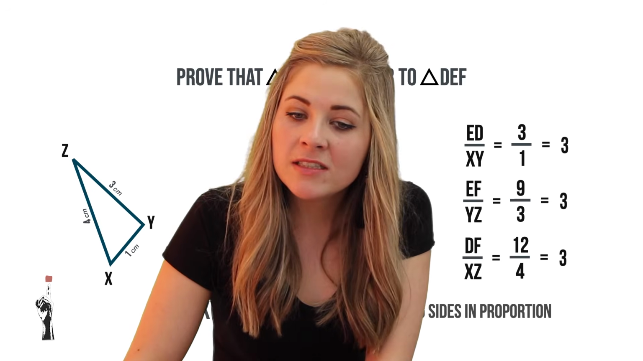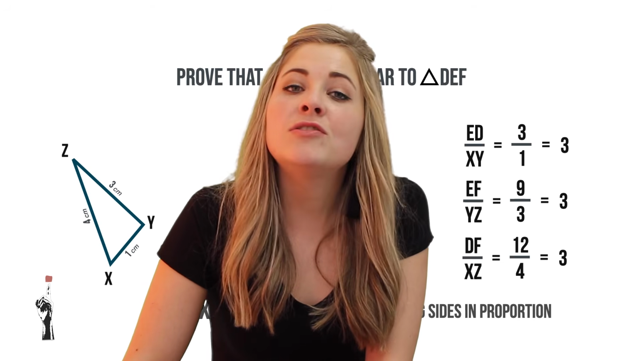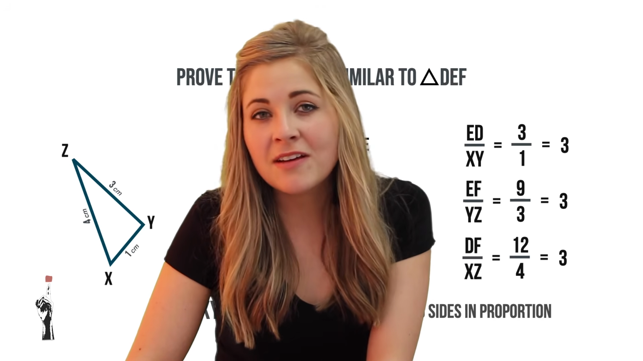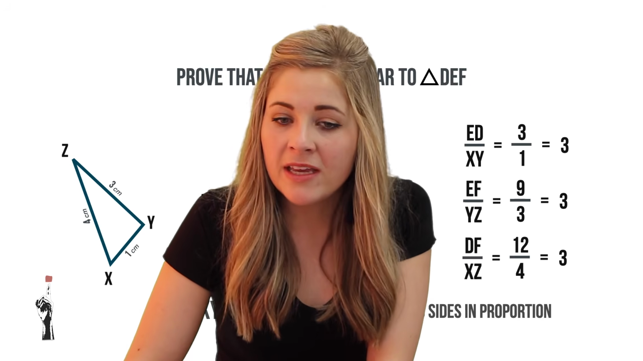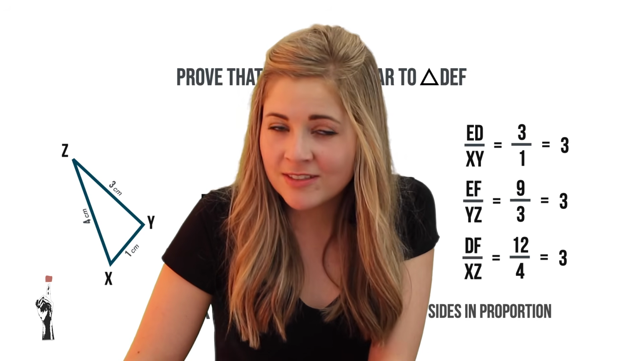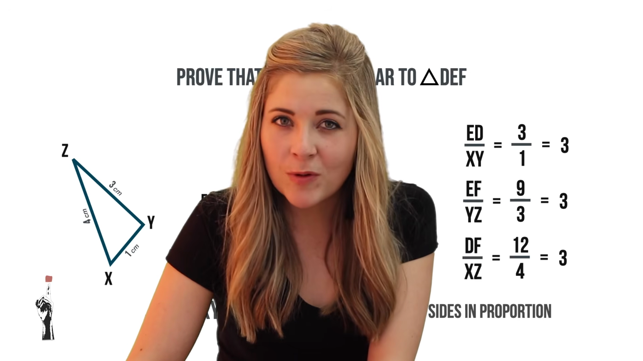If one of these answers were not the same as the rest, then these two triangles would not have been similar. Therefore, I can conclude that if all three of my ratios are the same, then the two triangles are similar, with my reason corresponding sides are in proportion.